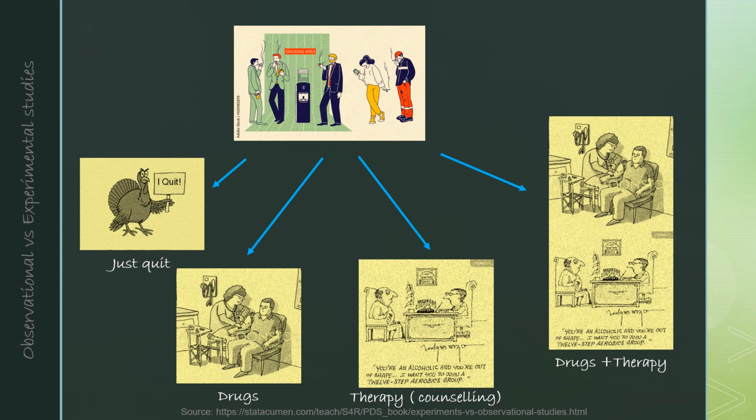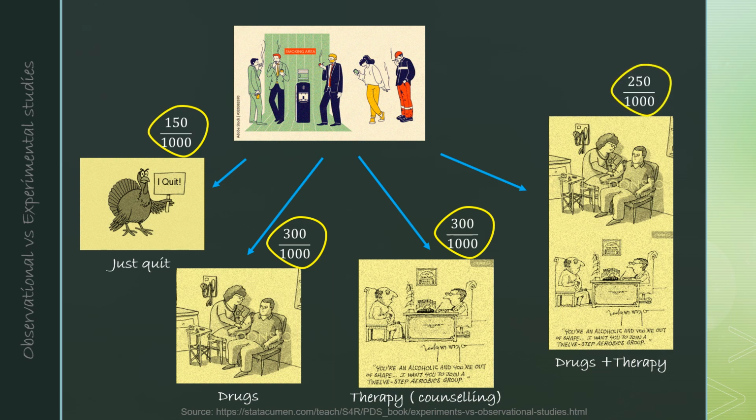Let's say 150 out of 1,000 chose to quit abruptly, just like that. And 300 out of 1,000 chose drug intervention to help quit smoking. Another 300 chose therapy or counseling means to help quit smoking. And 250 chose both drug and therapy means to help quit smoking. Note, some well-rounded numbers are chosen just to keep the illustration simple.